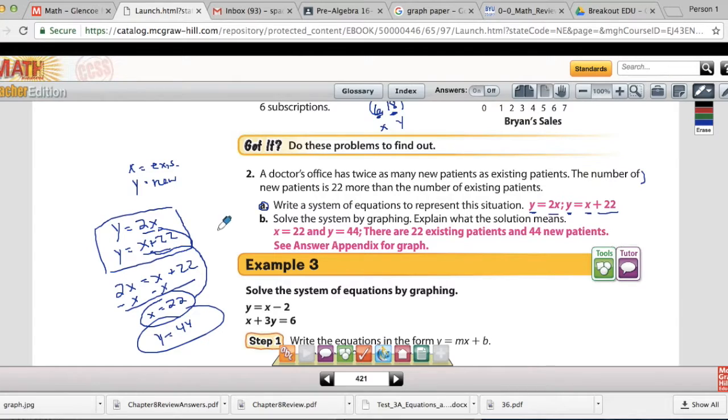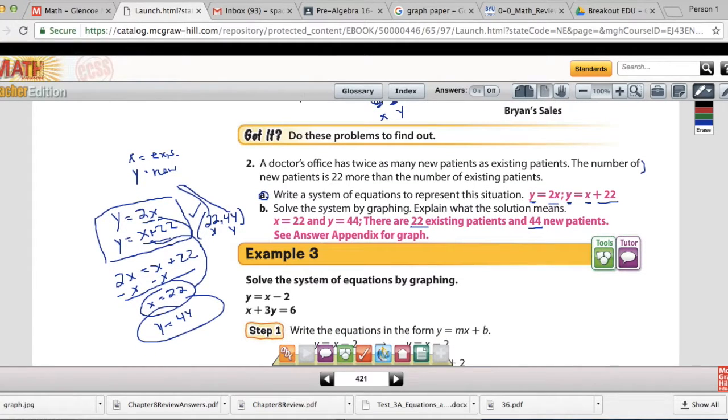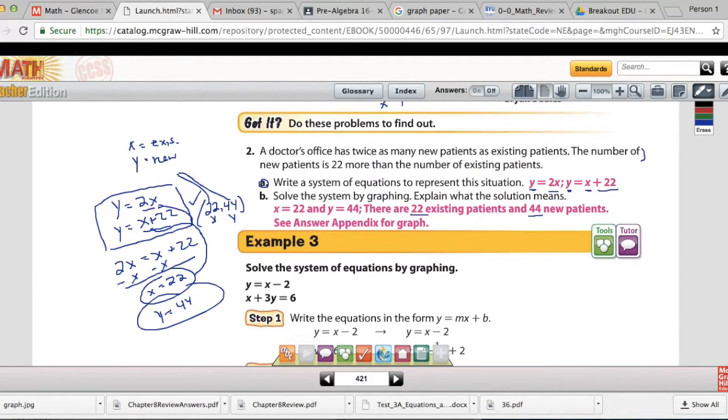So without graphing, I solved this system by a strategy called substitution, and I got that (22, 44) is the ordered pair or solution to the system. So this is my x value, this is my y value. If I translate that to what I said my x and y were in the beginning, I know that 22 is my existing patient number and 44 is my new patient number. If you want to go ahead and graph that, you can, but in this case, the strategy of substitution worked just fine.